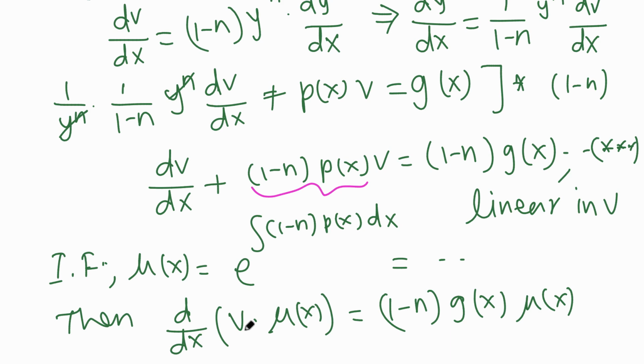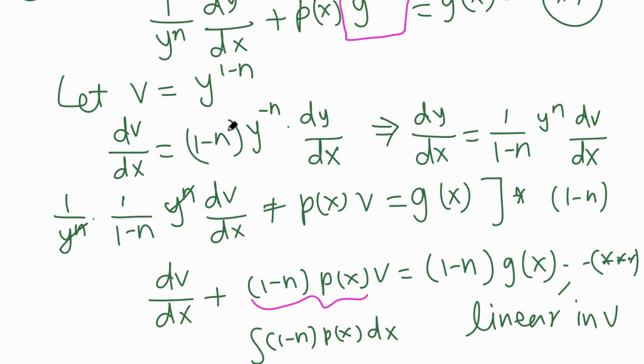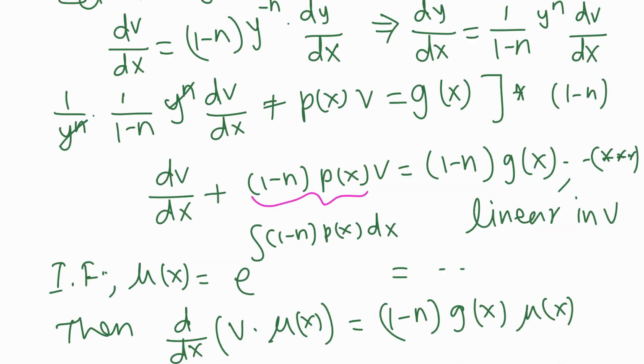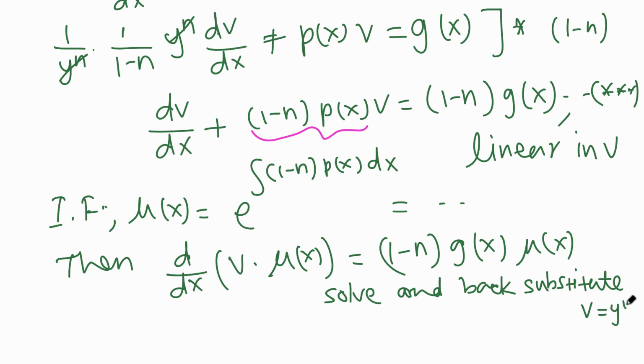But v is not the variable we want to find. Now we need to back substitute v, which is given by y raised to 1 minus n. Since n is a number, we have y raised to something, and that equals this expression. Solve, and back substitute v. V is in fact y raised to 1 minus n. Okay, this is how we solve Bernoulli equations.